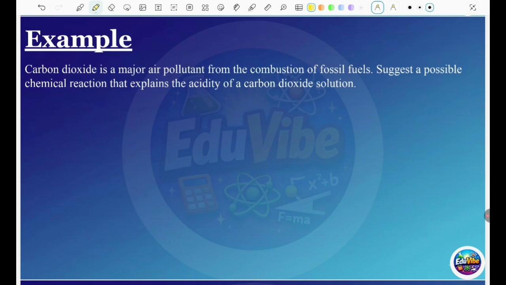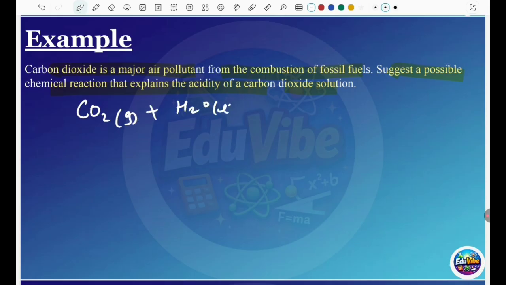Okay, the example says carbon dioxide is a major air pollutant from the combustion of fossil fuels. Suggest the possible chemical reaction that explains the acidity of the carbon dioxide solution. So basically, we have CO2 starting. CO2 is a non-metallic oxide. So first, we have to react with this water.